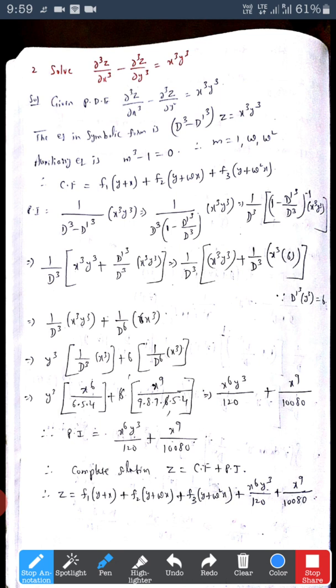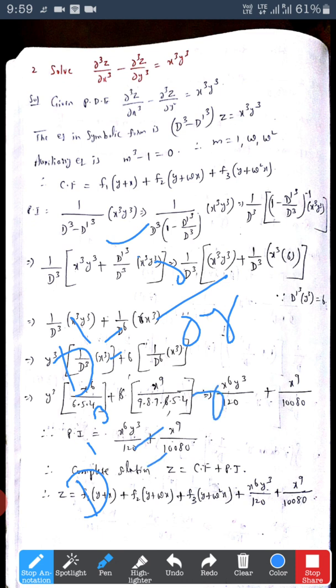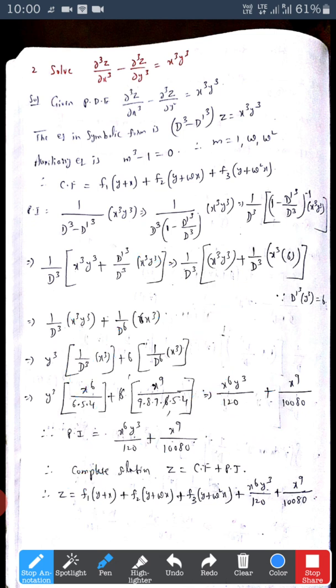So here D dash cube means we have to differentiate partially with respect to y. That means D dash is equal to ∂/∂y. So D dash cube means ∂³/∂y³, that means we have to differentiate partially with respect to y 3 times. So if you differentiate y cube 3 times, that becomes 6. Therefore x cube into 6.